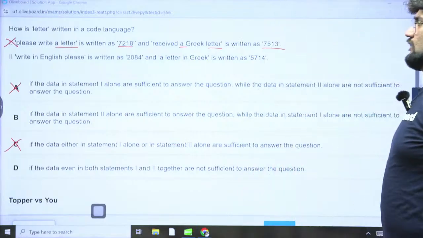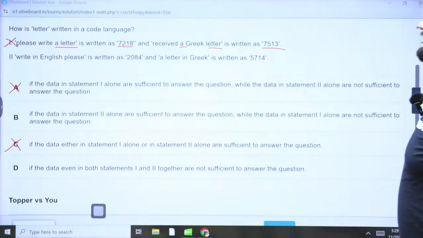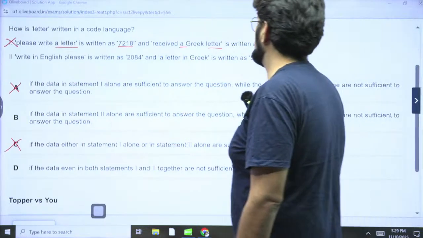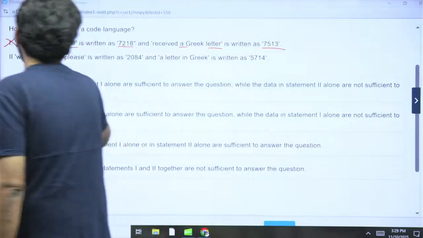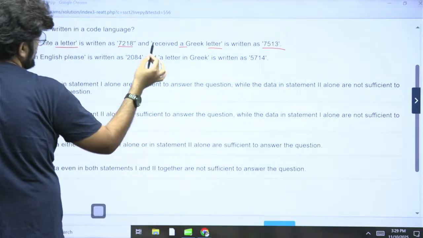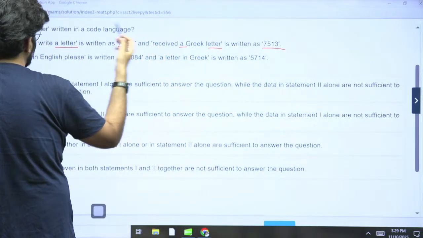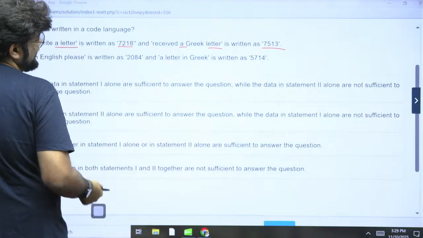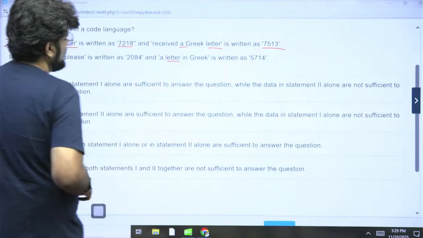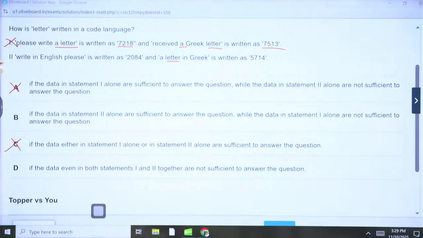Now the second one: write in English please is written as this, and a letter in Greek is written as this. So write in English please and a letter in Greek. Can you find out the code for letter here also? I don't think so, because we can't find the code for in. We can find it out here, but nothing else, I believe. Okay, 2 alone is also not sufficient. So the answer is both are not sufficient to answer the question.